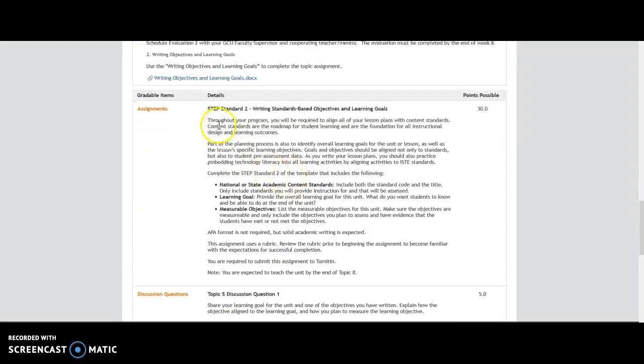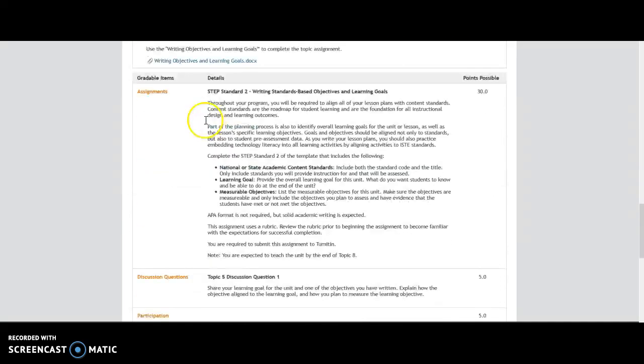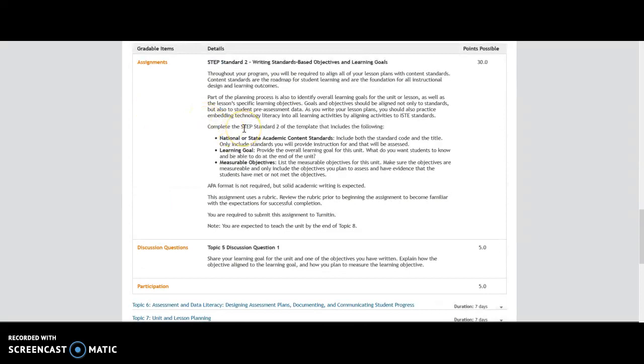Here's the assignment. Throughout the program, you will be required to align all your lesson plans with content standards. We've talked about standards, part of the process, overall learning goals, objectives. So that goes back to all that. As you write your lesson plans, you should also practice embedding technology literacy into all learning activities by aligning to the ISTE standards. They're listed right here. Complete the step standard 2 that includes the following: national, learning, measurable, for a unit or a lesson that you're going to create or have created.